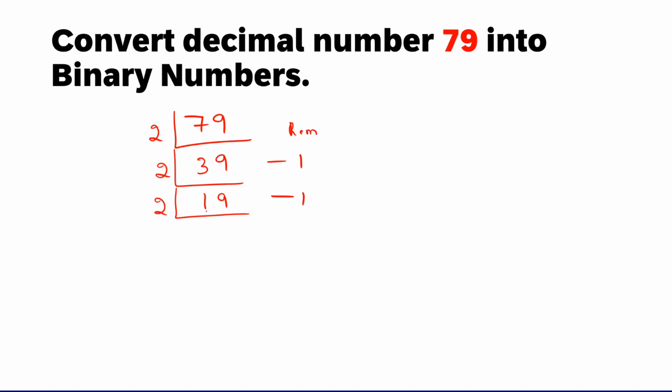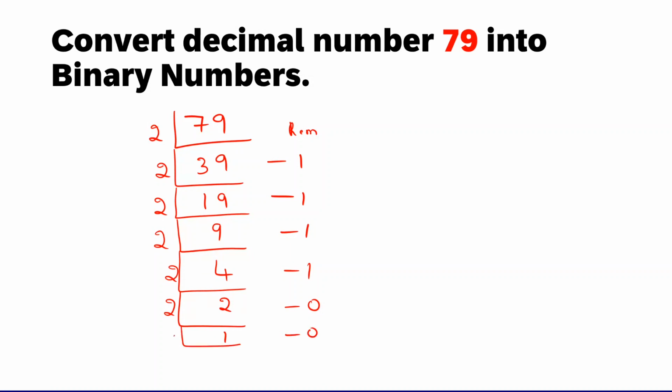2, you cannot divide by 1. 2 9s are 18, remainder is 1. Then repeat the process. 2 4s are 8, remainder is 1. 2 2s are 4, remainder is 0. 2 1s are 2, remainder is 0. 2 0 times, but the remainder is 1. Now we have to remain this.